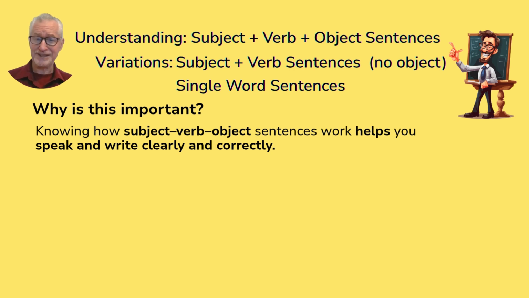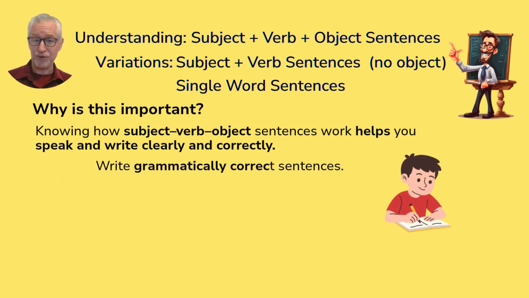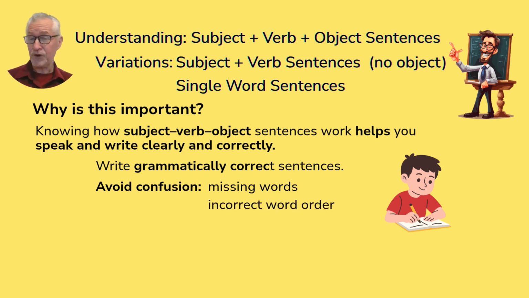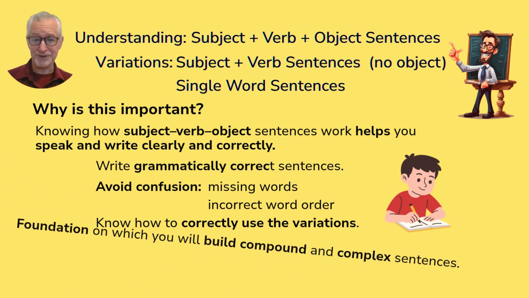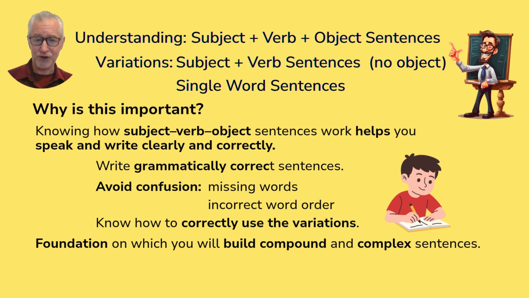Well, knowing how the subject, verb, object sentence structure works helps you speak and write clearly and correctly, especially when developing your spoken and written English. It'll enable you to write grammatically correct sentences and avoid confusion by missing out words and using an incorrect word order. It would also help you to know how to correctly use the variations, such as subject, verb sentences and single word sentences. The subject, verb, object sentence structure is the foundation on which you will build compound and complex sentences, which we're going to deal with in video 4.